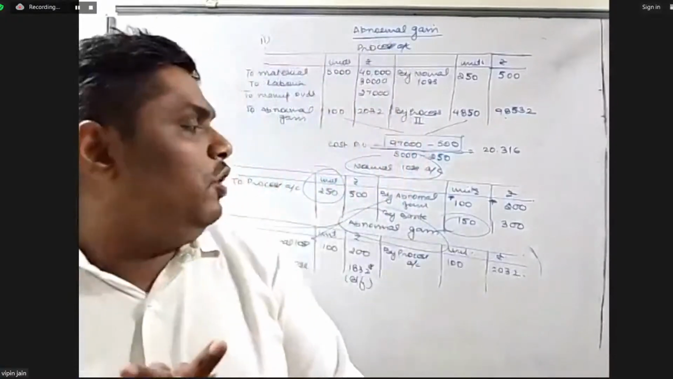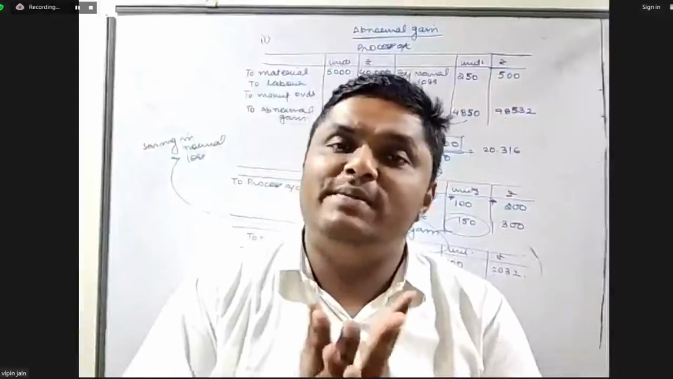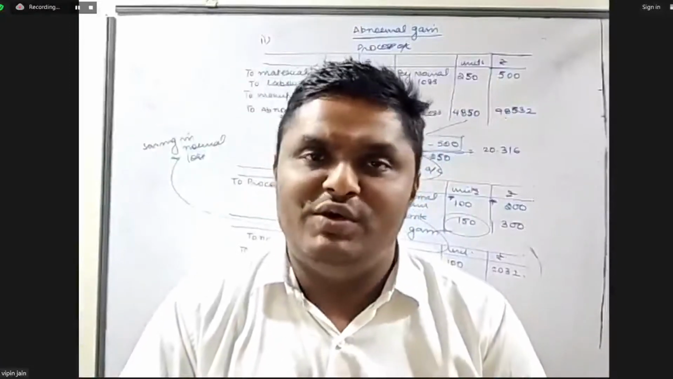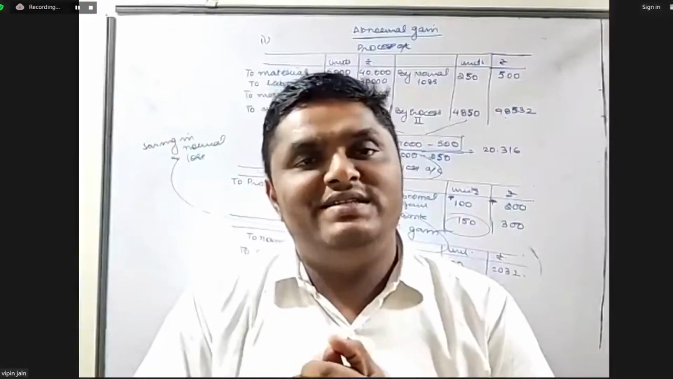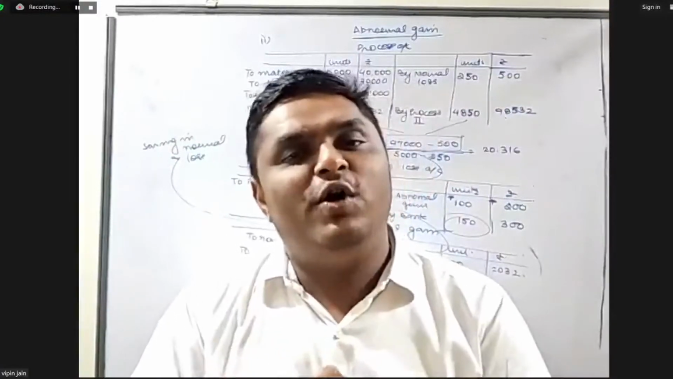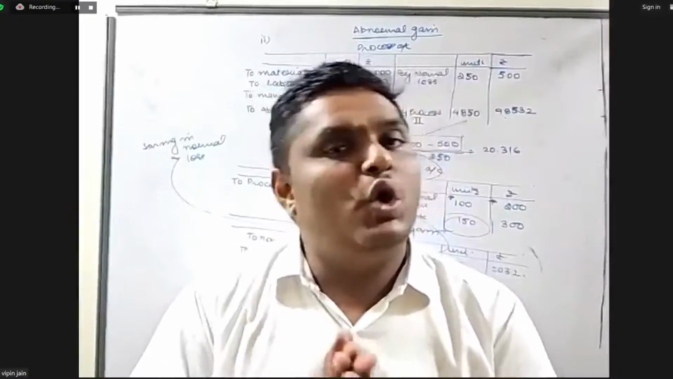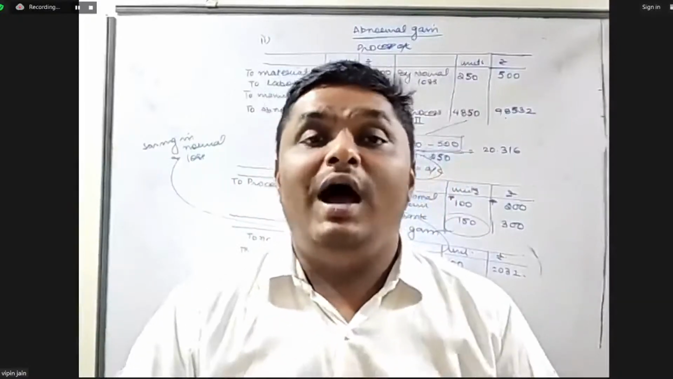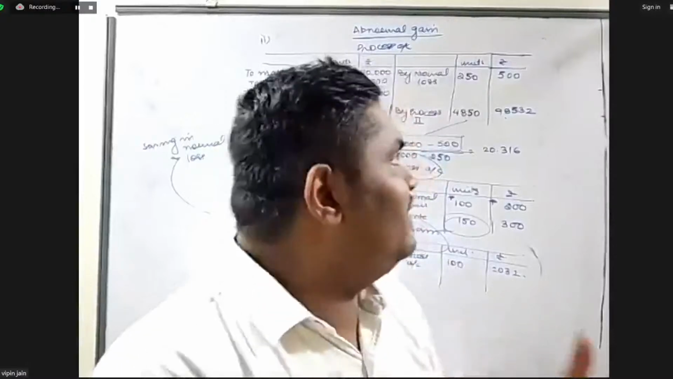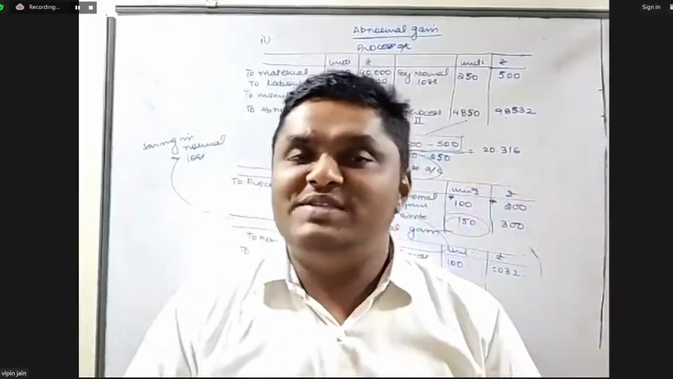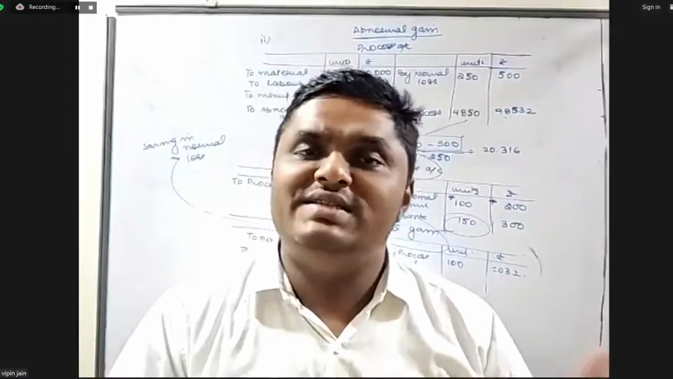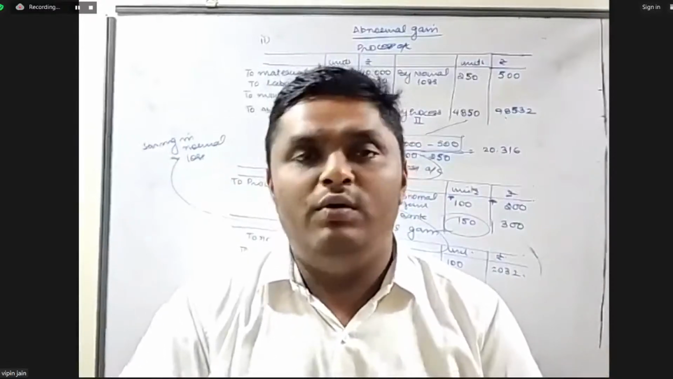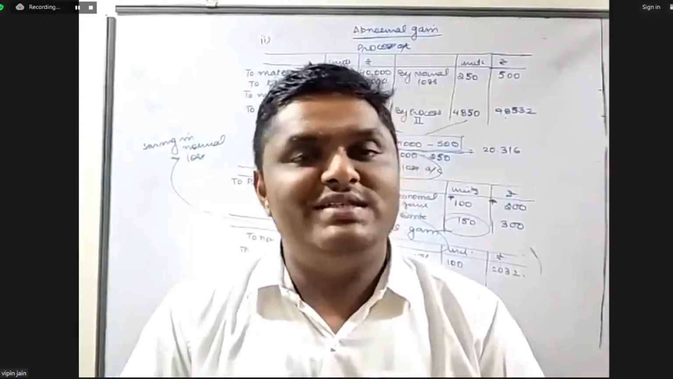So this is all about abnormal gains. Today we have discussed the meaning of process costing, that is, where we apply process costing. Further, we discussed the basic format. Thereafter, we discussed normal loss, abnormal loss, and abnormal gain, along with how we will be presenting all these items in process account. Further, we discussed how to prepare normal loss and abnormal gain account.